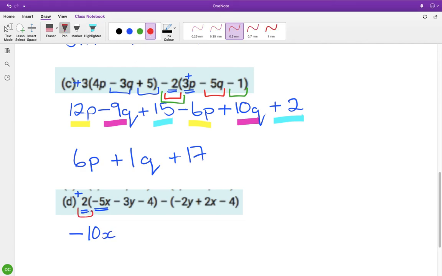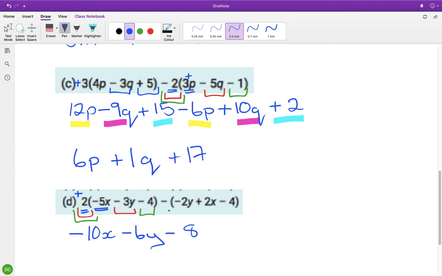Next multiplication is the 2 with the minus 3y. So again, plus and minus, different signs mean minus. Numbers, 2 times 3 is 6, and the letter is a y. And then the last one, the plus and the minus, so different signs give me a minus. 2 times 4 is 8, and there's no letters. That's that bracket done. So we are going to move on to the next bracket.